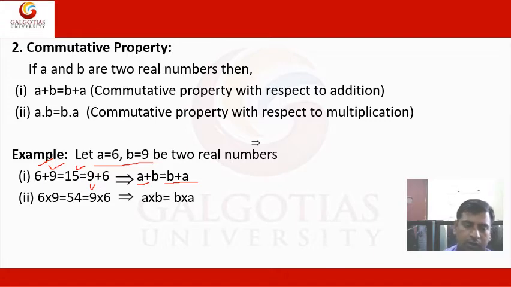For the commutative property with respect to multiplication, I have taken again the same numbers, a equal to 6 and b equal to 9. So multiplication of 6 and 9 is 54, and I am changing the order of the numbers. First I take b equal to 9, and after that 6. So 9 into 6 is again 54. So here a into b equal to b into a. That means the commutative property holds on multiplication.